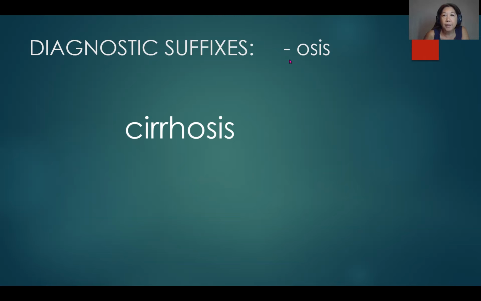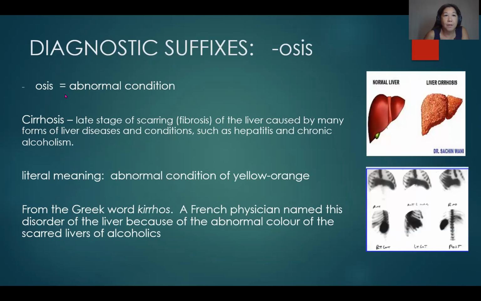The first one is osis. An example of a word using osis would be cirrhosis, that some of you may have heard that term before. So osis means abnormal condition. So cirrhosis means an abnormal condition in the liver.